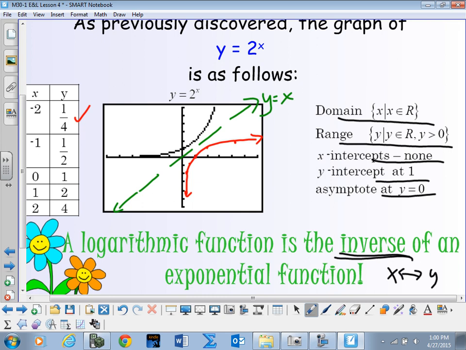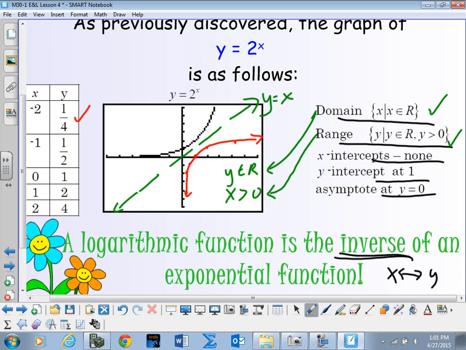But what are the characteristics of the log function? Well, the exponential has a domain that's real and a range that's greater than 0. But the log function has y real and x greater than 0. See, these have been switched. The domain becomes the range, and the range becomes the domain, because x and y have been switched.